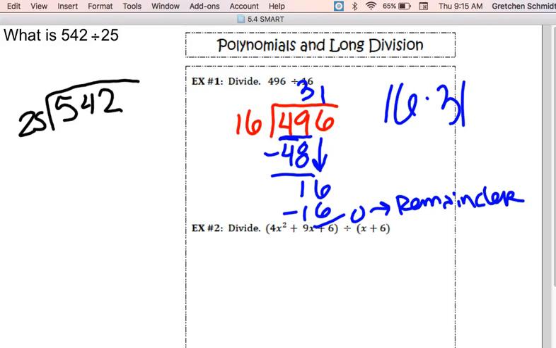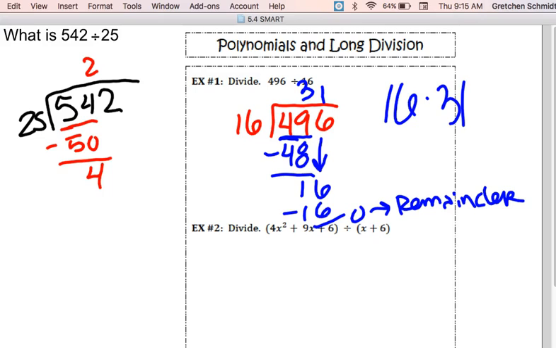First check, 25 into 54. How many times? 2. Multiply. 2 times 25? 50. Subtract. What do we get? 4.